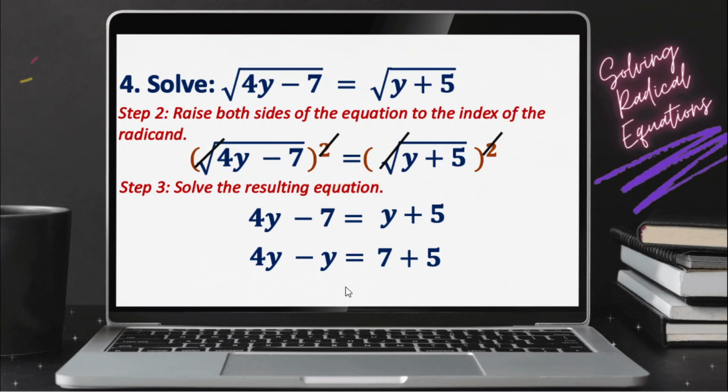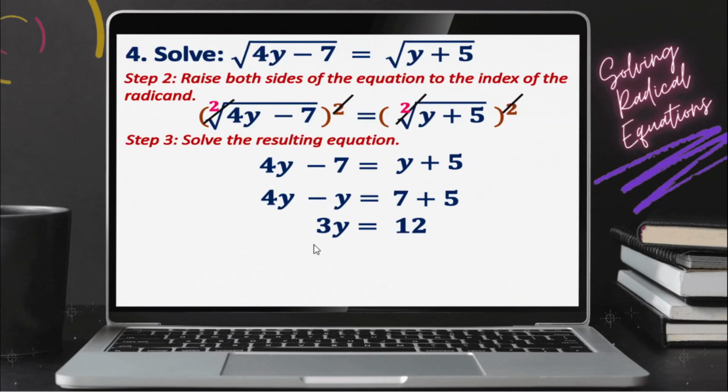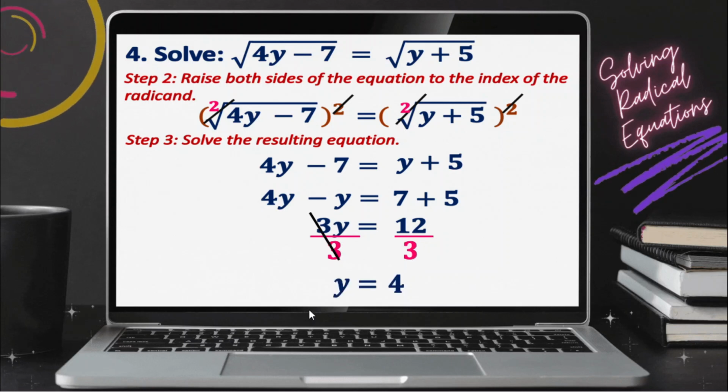Then, transpose naman natin si negative 7 sa right side. So, magkakaroon tayo ng 7 plus 5. So, saan galing yung 7? Dito sa negative 7. No? Tinranspose natin. Then, 4y minus y is 3y. Then, 7 plus 5 is 12. Since nagkaroon tayo ng 3y is equal to 12, simplify pa natin yan by dividing both sides by 3. So, 3y divided by 3 is y. 12 divided by 3 is 4. So, meron tayong y is equal to 4.